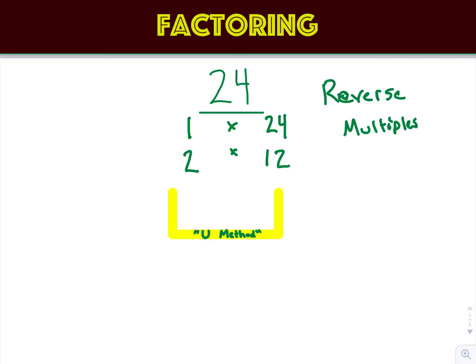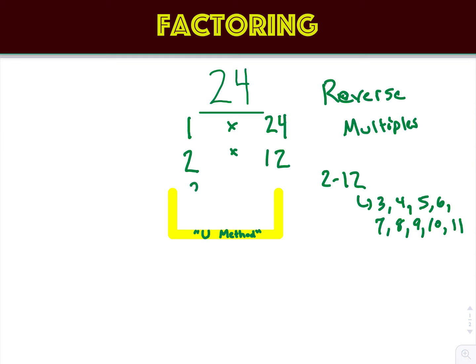Now how the U method works is every time I add a factor pair, my pool of numbers that can be included as a factor shrinks. That's what this U is here for. It's telling us that all the factors can only be the numbers in between 2 and 12 right now. So the only numbers I still need to check are 3, 4, 5, 6, 7, 8, 9, 10, and 11.